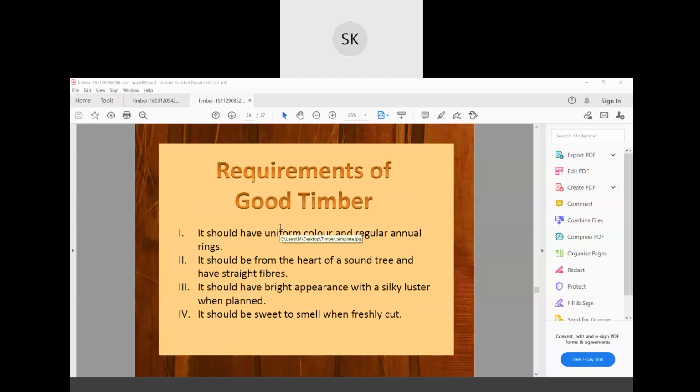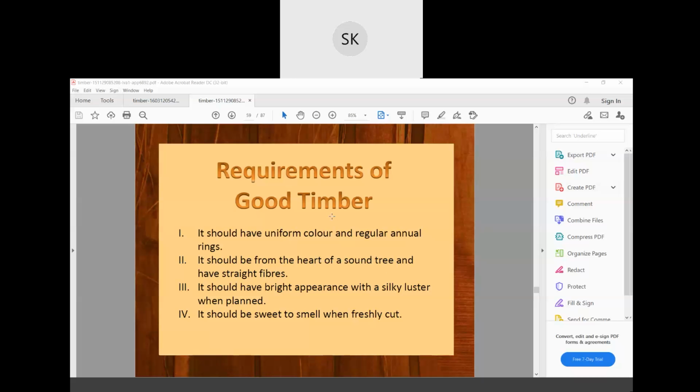It should have a uniform color and regular annular rings. It should be from the heart of a sound tree and have straight fibers. It should have a bright appearance with a silky luster when planed. It should be sweet to smell when freshly cut. So there is a smell when you cut a fresh tree. If a rotten smell comes, that means that tree has decayed, right?